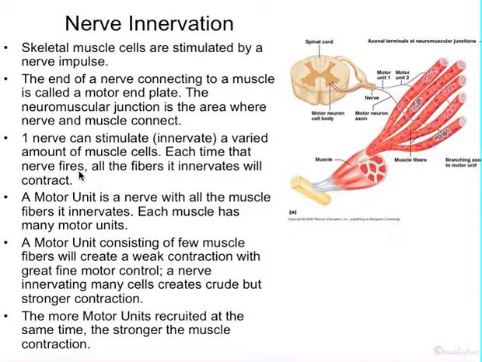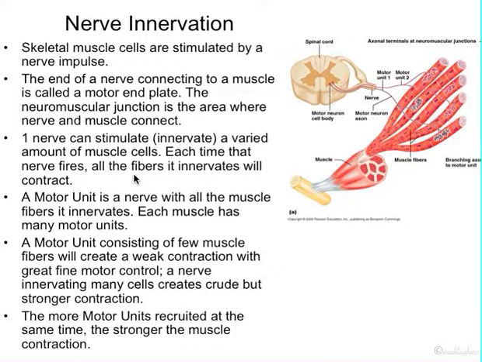One nerve can stimulate a varied number of muscle cells. Here one nerve does a few cells, and another nerve does a few cells here. But each time that nerve fires, all the fibers that it innervates will contract. The motor unit is that one nerve and all the muscle fibers that it innervates. So we call that a motor unit.